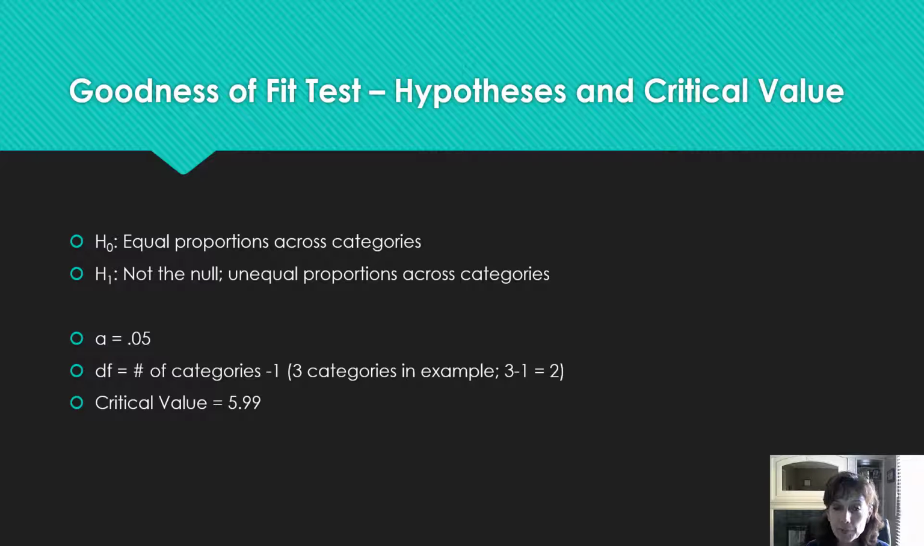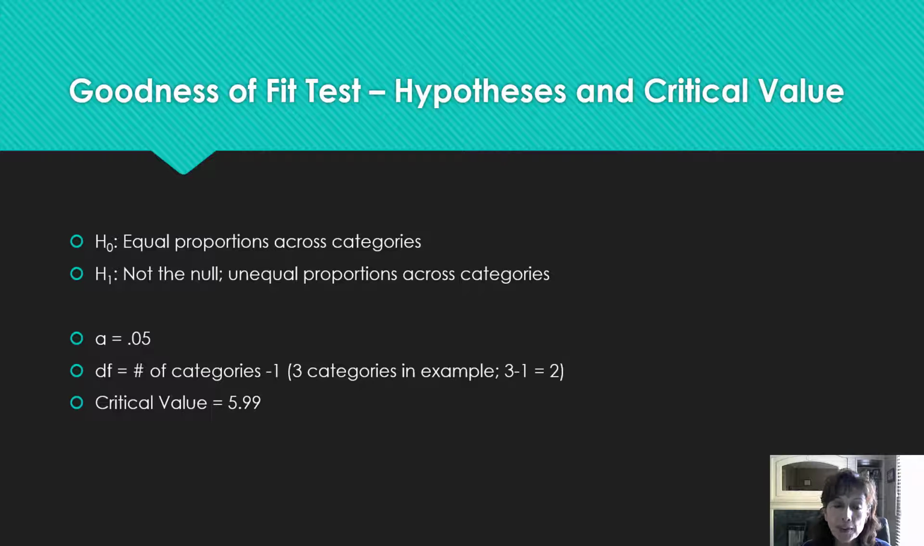For this particular test, I know I haven't shown you any data yet, but for the test that we're about to do, we're going to set alpha at 0.05. Our degrees of freedom are going to be the number of categories we have minus 1. In our example, we're going to have 3 categories. So our degrees of freedom are going to be 3 minus 1, which is 2. So we would look this up in a chi-square table. You can find chi-square tables at the back of statistics books, or you can look online for them.